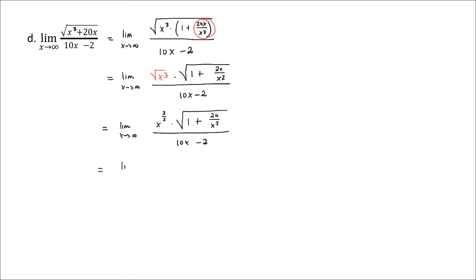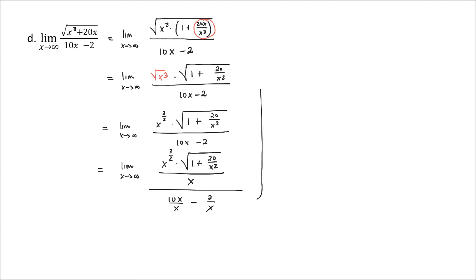So we are going to have the limit as x approaches infinity of x to the 3/2 times the square root of 1 plus 20 over x squared, divided by x. All this divided by 10x over x minus 2 over x. So again, the numerator, all of it, was divided by x, and the entire denominator was also divided by x. So now, simplifying. Let me continue right here.